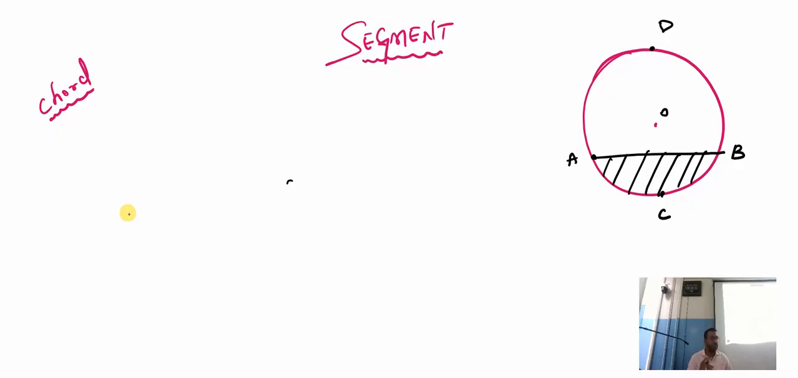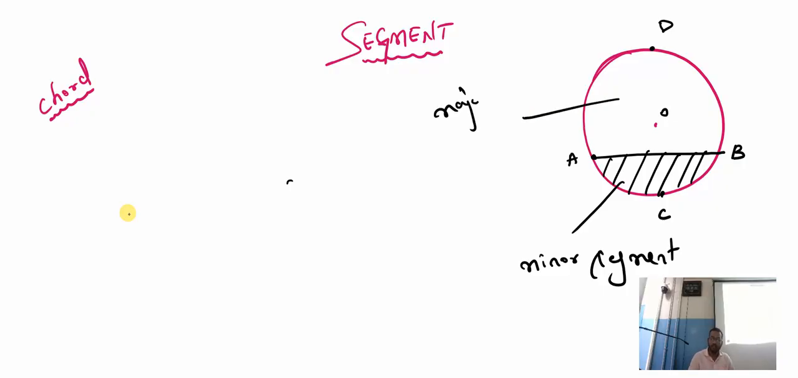This small region is called the minor segment. As usual, you know very well, the bigger region is known as the major segment. Is the concept clear? Understood the meaning of minor segment and major segment? The area bounded between A, C, B, A is the minor segment. The area bounded between A, D, B, A is the major segment.